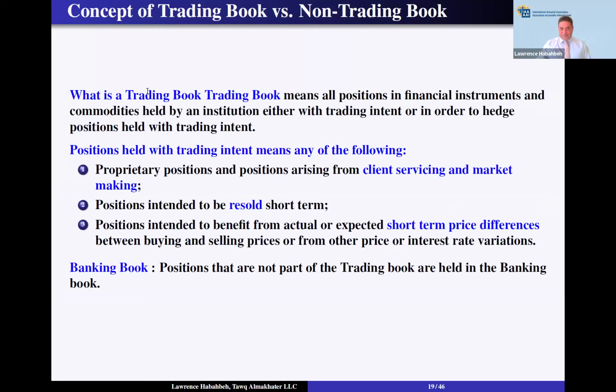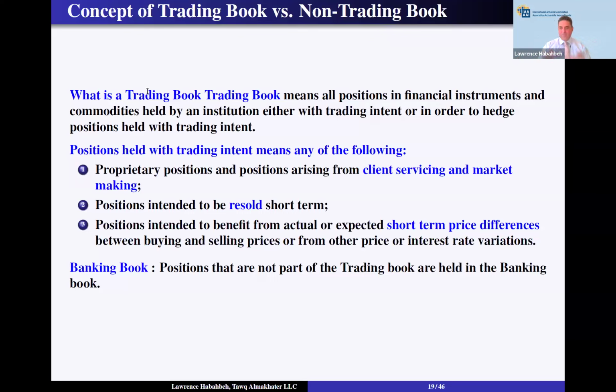So what is a trading book? Well, under the Basel FRTB regulation, all trading book positions are all positions in financial instruments and commodities in the banking book, meaning that everything that you have in the trading book and foreign exchange and commodity you have in the banking book will fall under the market risk regime. And these assets are held with the intent for trading, meaning that you intend to buy them at a low price and sell them at a later price. And there's a specific horizon of how long you can keep those assets in your trading book, for example, 3 months. So the positions held with trading intent means any of the following: any positions that are for client servicing and market making.